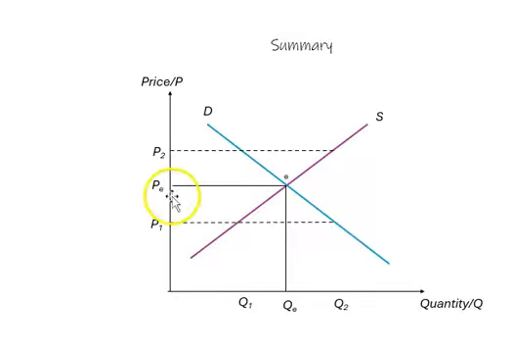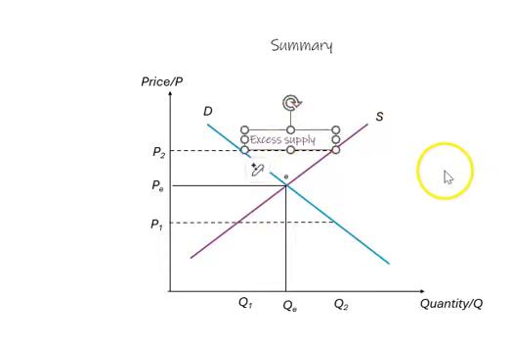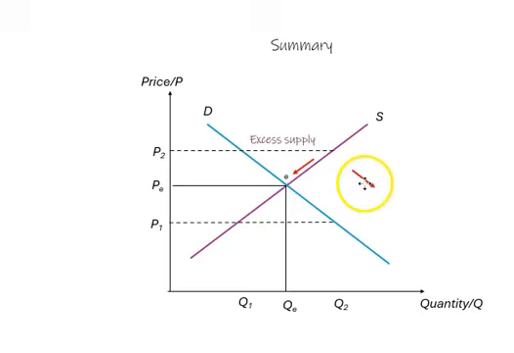equilibrium. In summary, when prices are above the equilibrium price, there's an excess supply in the market, and producers decrease prices, and as prices decrease, demand increases and equilibrium is restored. When prices are below the equilibrium price, there's an excess demand in the market. And when there's an excess demand in the market, producers increase prices.